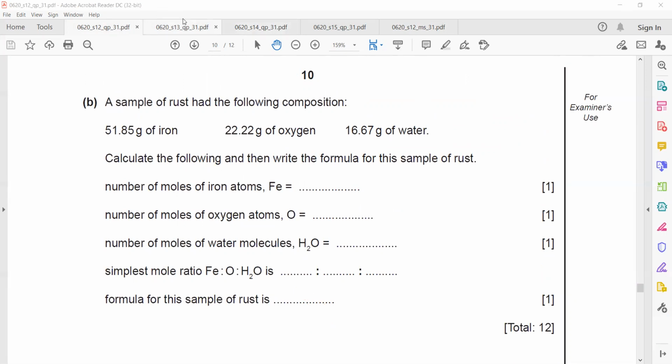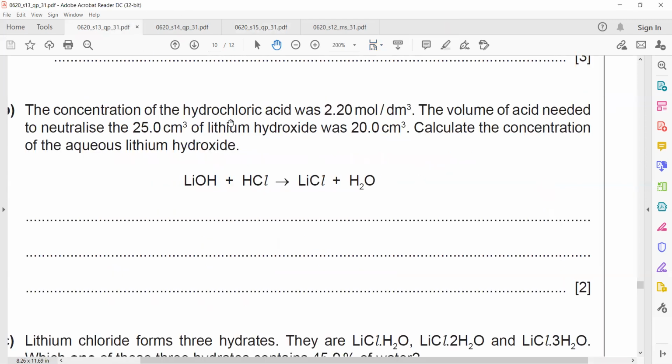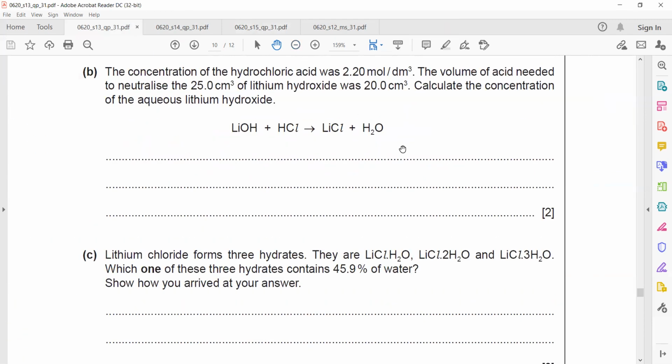And rust is actually hydrated iron(III) oxide, because for rusting to occur, iron should lose electrons. Moving on to the next question.